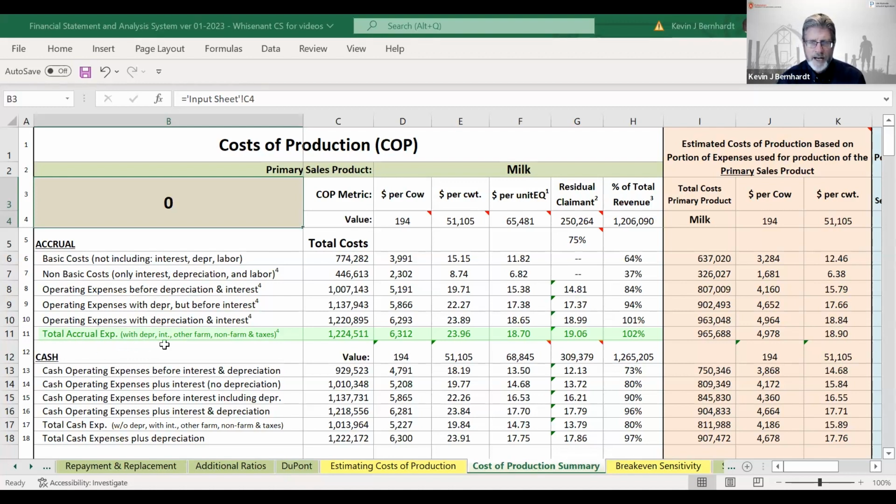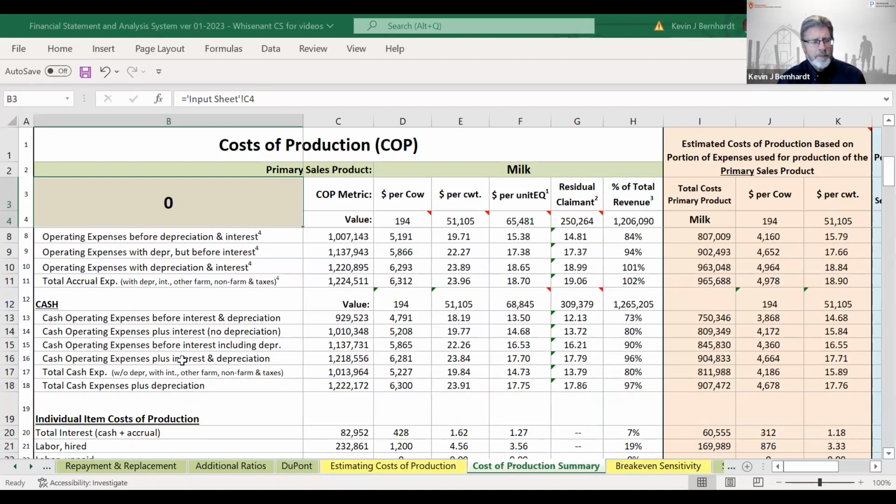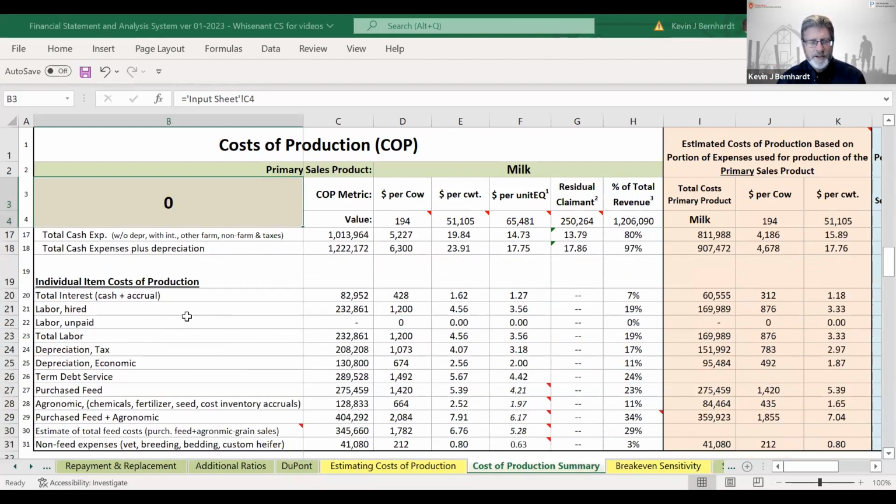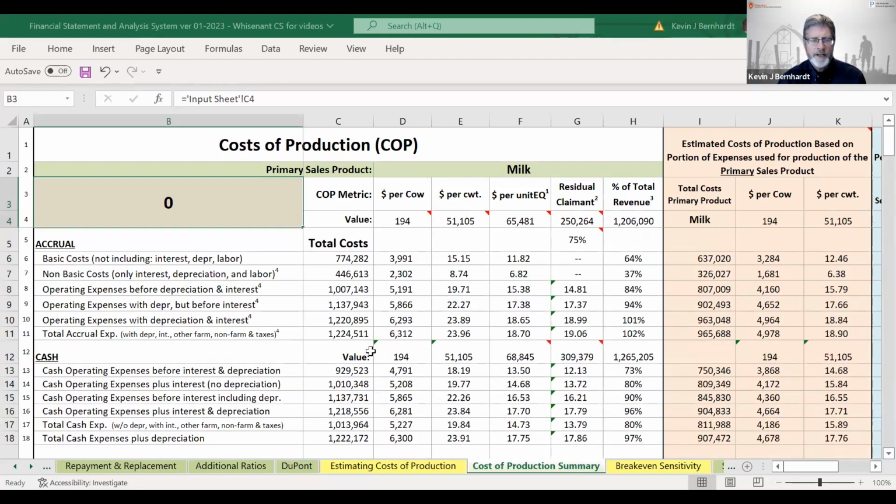So this includes depreciation, it includes operating costs, it includes interest expenses, it includes other farm and non-farm costs, and even taxes that I have to pay. So this is the price I have to get for my milk in this case, for this case study, in order to be able to pay for everything. Or if I was doing corn, what do I have to get for a bushel of corn to pay for everything? Below that is some cash costs of production, if that's what your interest is in looking at just the cash side of things. And there's a few individual costs of production below that as well. So that's the type of cost of production.